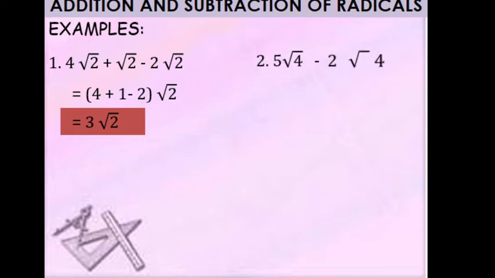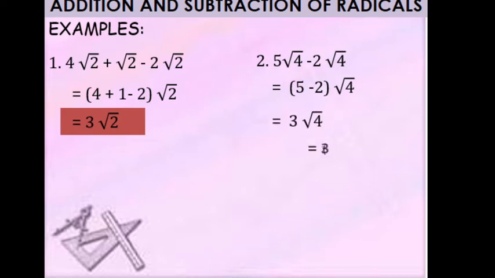Next example, we have 5 square root of 4 minus 2 square root of 4. So, again, they are similar radical kasi parehong square root of 4. So, ngayon, proceed na tayo sa subtraction. So, isusubtract natin ang kanyang mga coefficient na 5 and 2. So, 5 minus 2 square root of 4. So, the answer is 3 square root of 4.